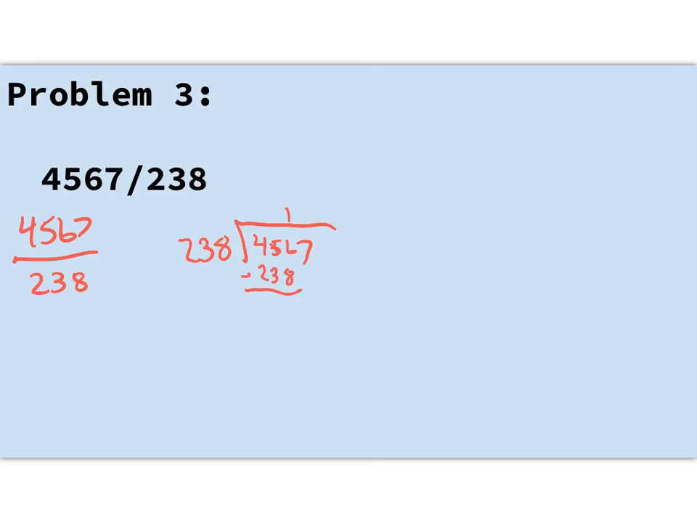Subtracting, we get 4. 16 minus 8 is 8. 4 minus 3 is 1. 4 minus 2 is 2. Bring it down to 7. 2000 is roughly 10 times, so I'll go under 9.